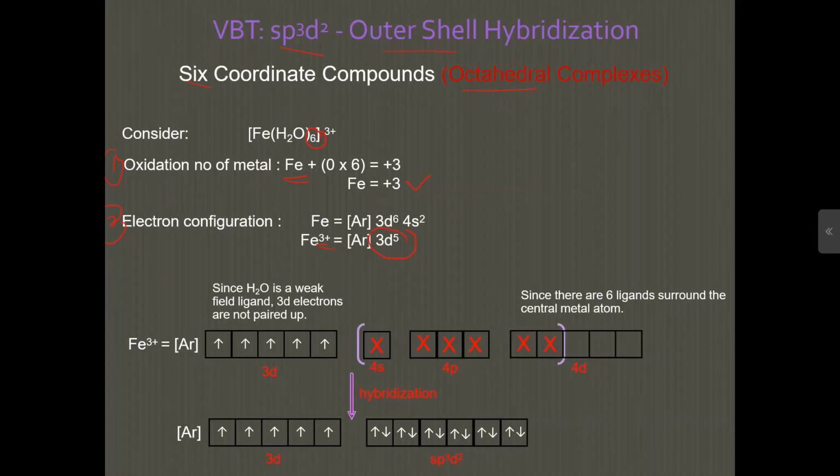Same as before, you need to draw the orbital diagram for iron 3+. You know for 3d, there are 5 electrons: 1, 2, 3, 4, 5. And since the ligand is water, which is a weak field ligand, the electrons do not need to pair up. So you just take 6 empty orbitals from 4s, 4p and 4d to be hybridized, and you get sp3d2 hybridization, also known as outer shell because you hybridize the outer shell.